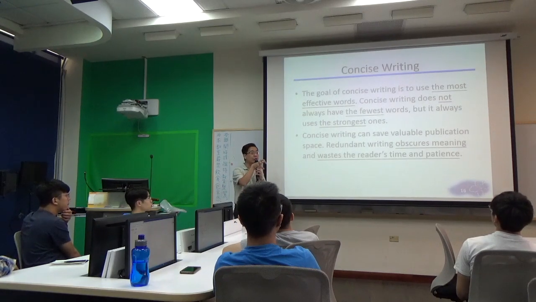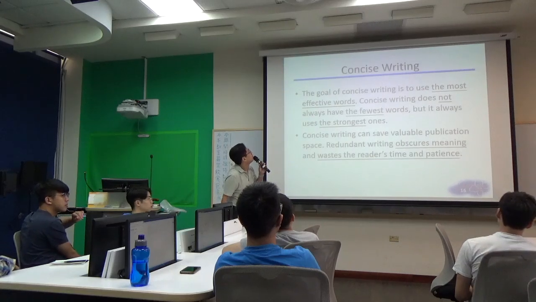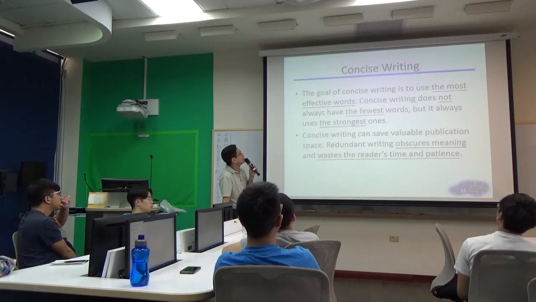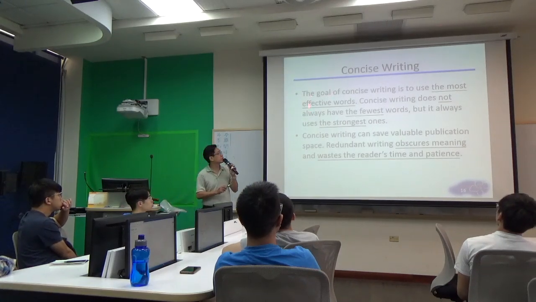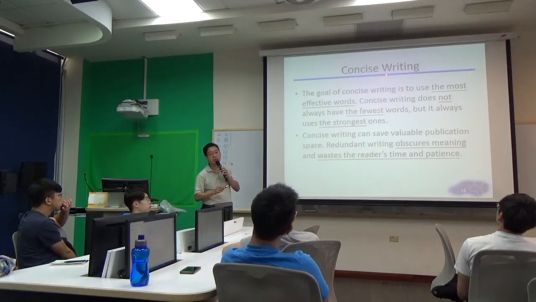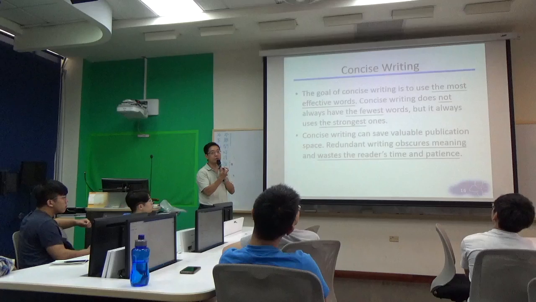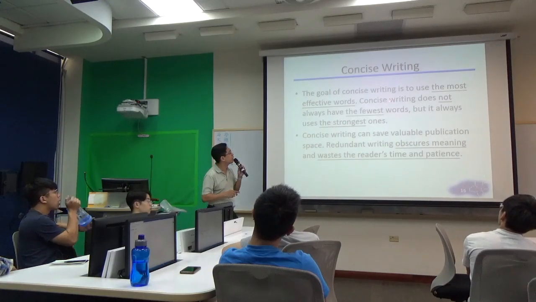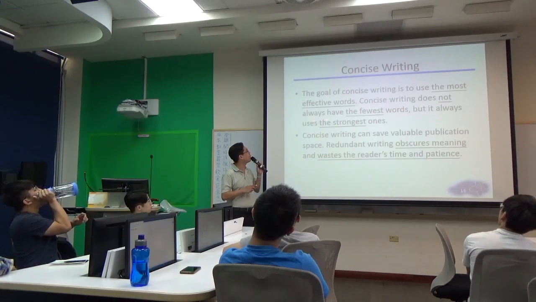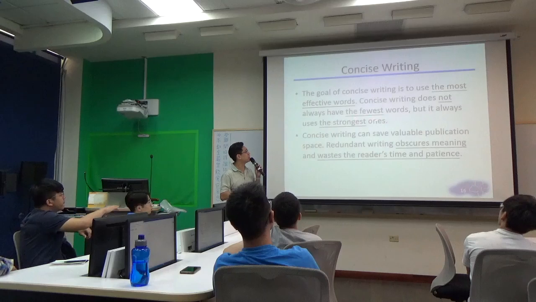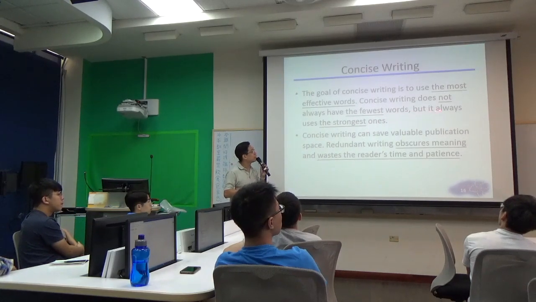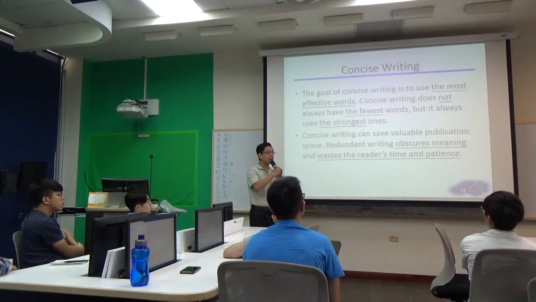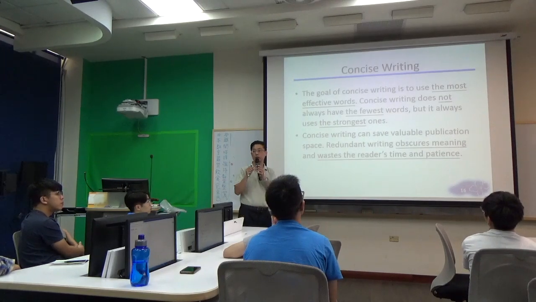Concise writing is concrete, important writing. Concise and clear. So the goal of concise writing is to use the most effective words. This is the meaning of concise writing. You will use the most effective words, the shortest, right? But actually, concise writing does not always have the fewest words. Maybe it's not the shortest, but it always uses the strongest ones. You need strong words, not long, but maybe not the shortest. You need to say that in better words.